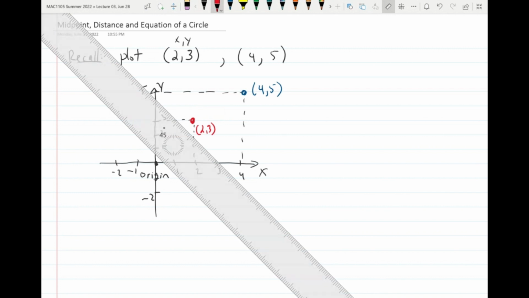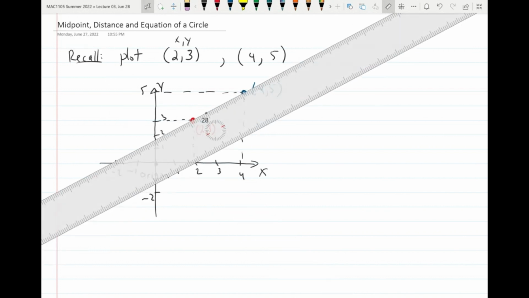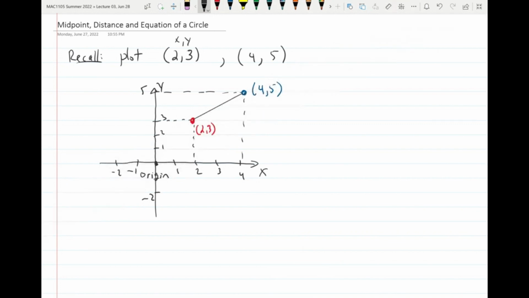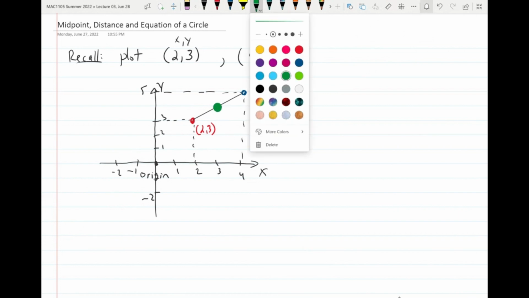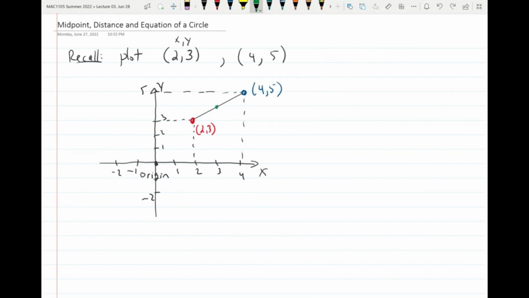So 2 points determine a line segment. And another question to ask is, what is a midpoint? For example, I'm just going to try to estimate more or less. Maybe it's somewhere in here. Let's say that this is M. So M here is what we call the midpoint.